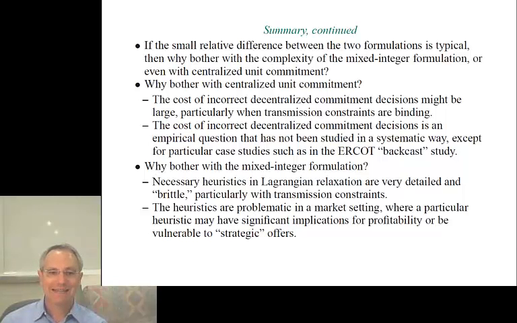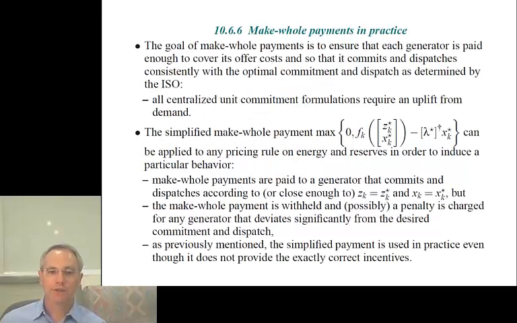Why bother with the mixed integer formulation? Well, the necessary heuristics in Lagrangian relaxation are very detailed and brittle, particularly with transmission constraints. The heuristics are problematic in a market setting where a particular heuristic may have significant implications for profitability or be vulnerable to strategic offers. So in practice, electricity markets in North America all now have mixed integer optimization approaches using centralized unit commitment.